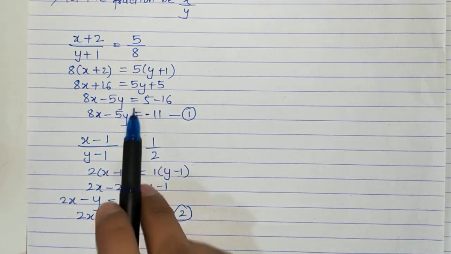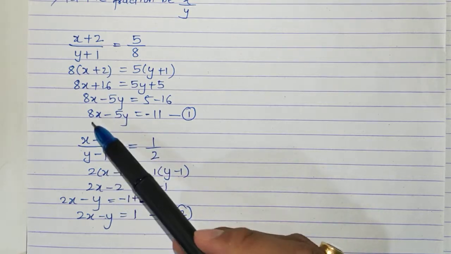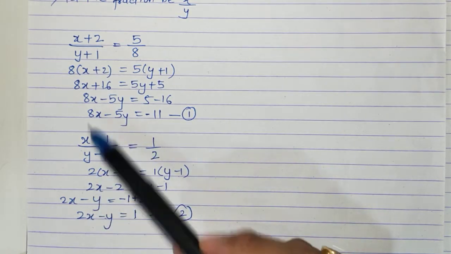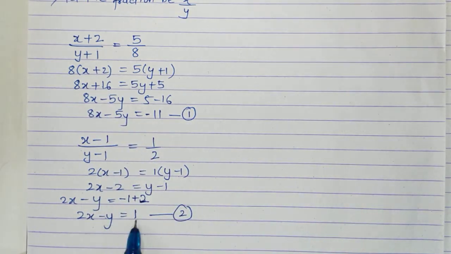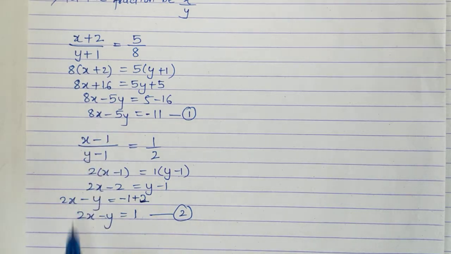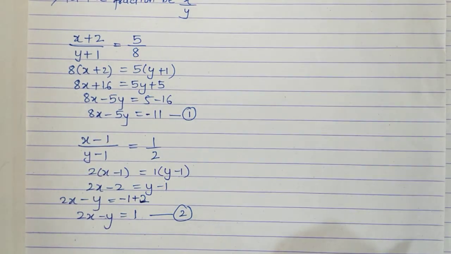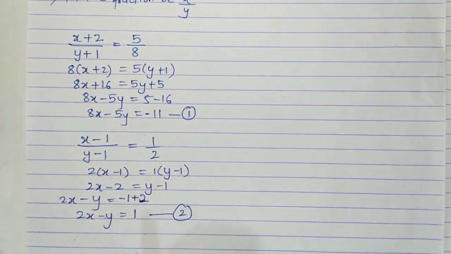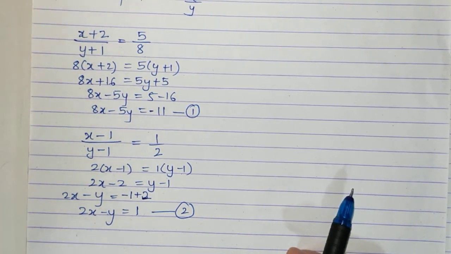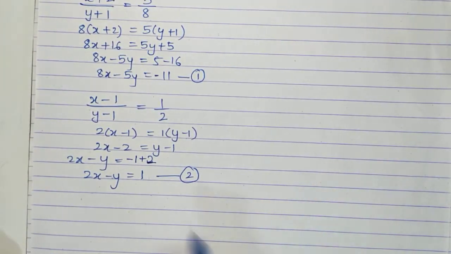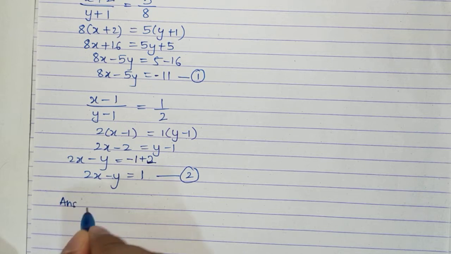Take the LCM of any one coefficient. Let's say if you want to equate x, so multiply this equation by 4. If you multiply this equation by 4, this will become 8x, and then you can subtract them. Okay, I know you can solve it. So find the value of x and y, and in the end write the answer.